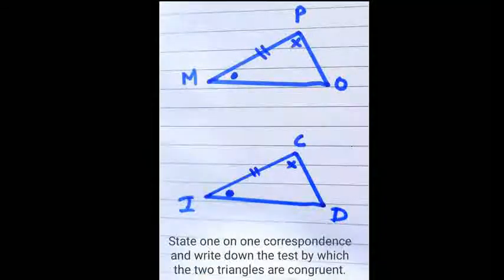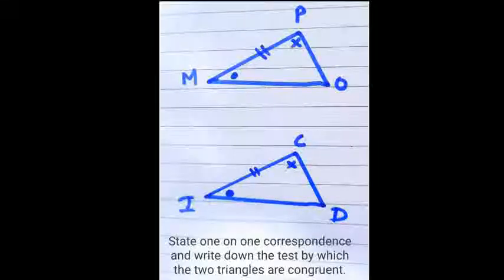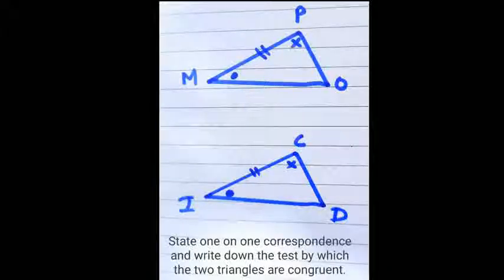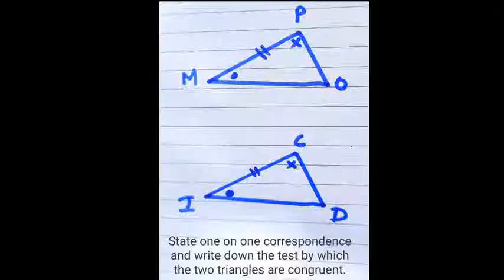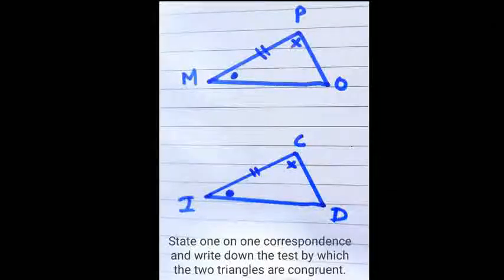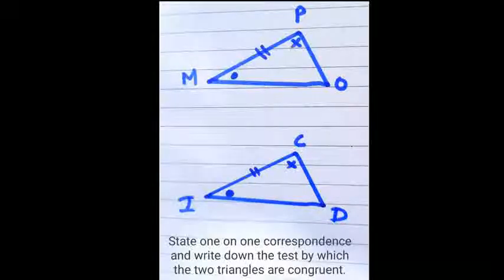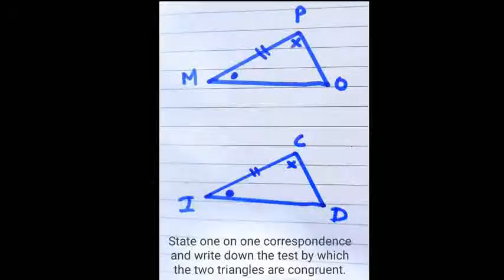Now in this question we have to see which angles are correspondingly equal. They will be marked with similar signs. As in angle P and angle C, you could see similar signs marking them, just as angle M and angle I being marked with a similar sign. And side PM and side CI are marked with similar symbols. Therefore, angle P corresponds to angle C, angle M corresponds to angle I, PM corresponds to CI. Therefore, these triangles are congruent.